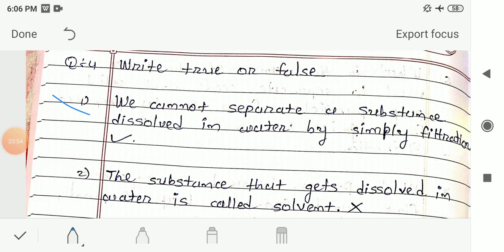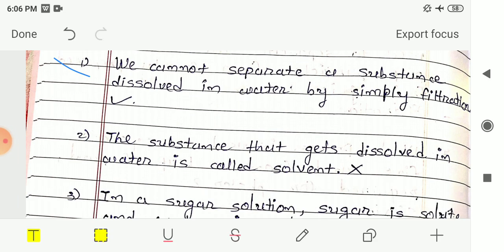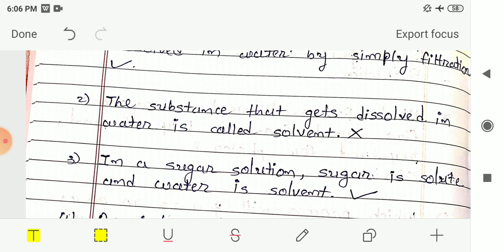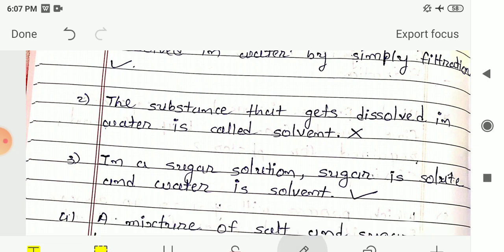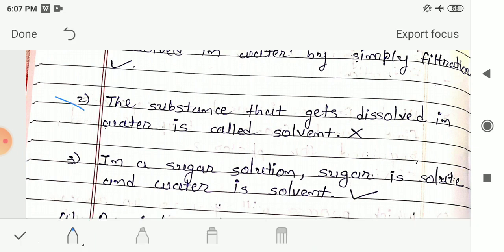Next, the second true or false: the substance that gets dissolved in water is called solvent. So here your answer is false. That substance is known as the solute. The substance which gets dissolved in the water is known as the solute. Water in this mixture is known as the solvent, and the whole mixture, a combination of these, is known as the solution.